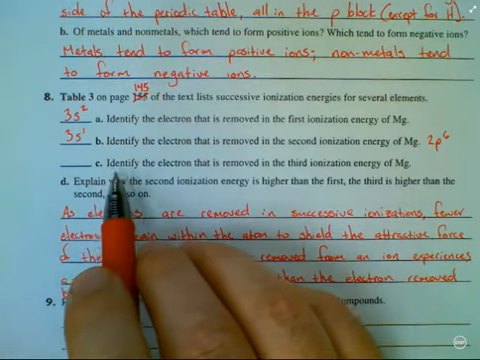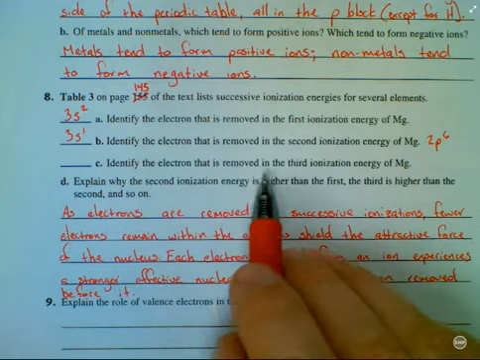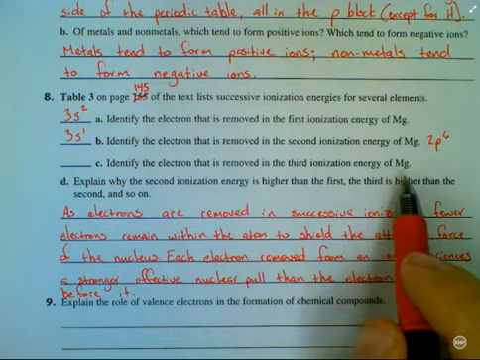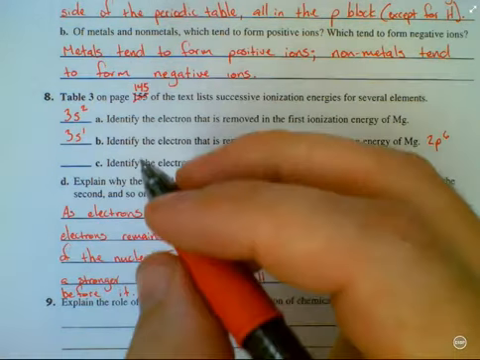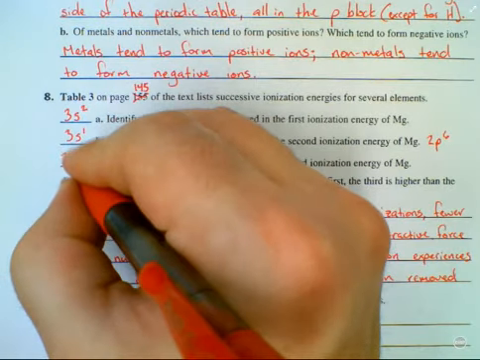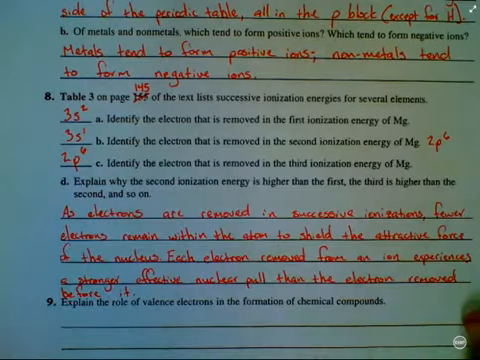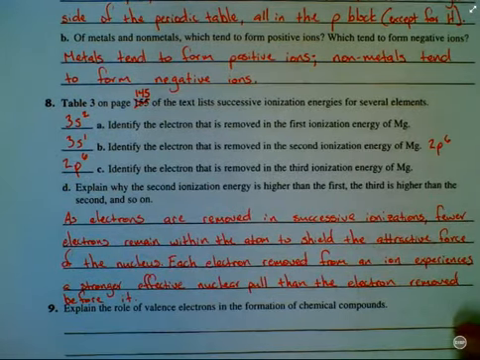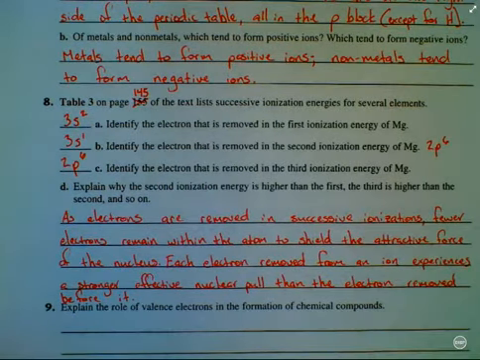But C, identify the electron that is removed in the third ionization energy of magnesium. Well, that's going to be the 2p6 electron, because it's now the highest energy electron that's in the system. And you'll see by looking at that table the data that you need to answer D, which is explain why the second ionization energy is higher than the first, the third is higher than the second, and so on and so on and so on.